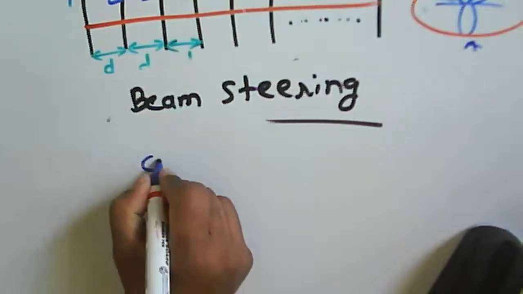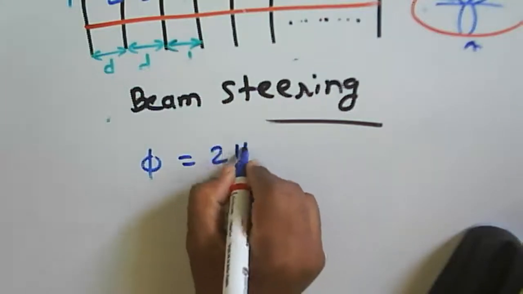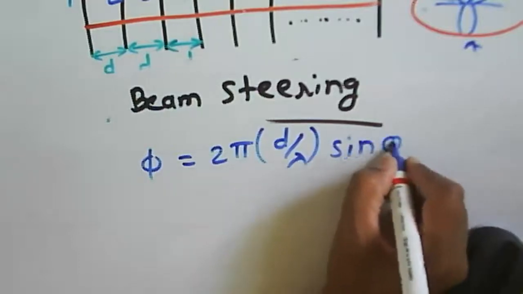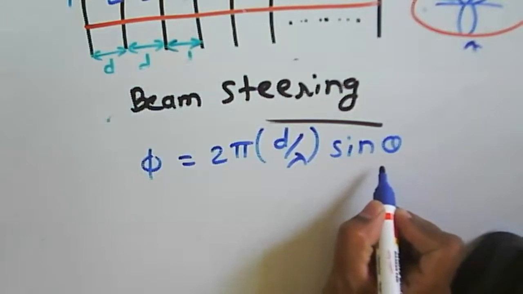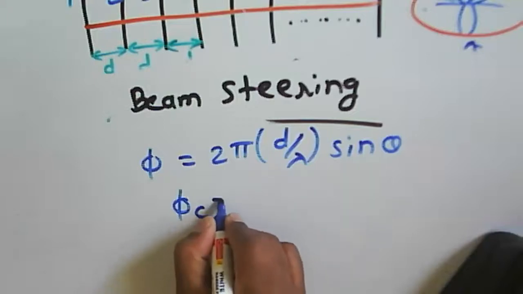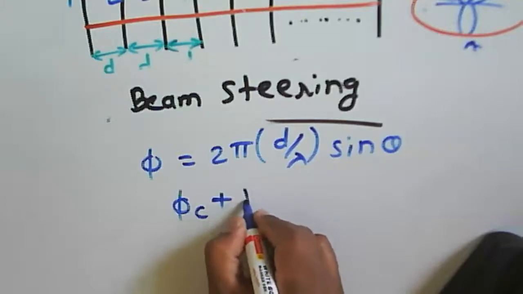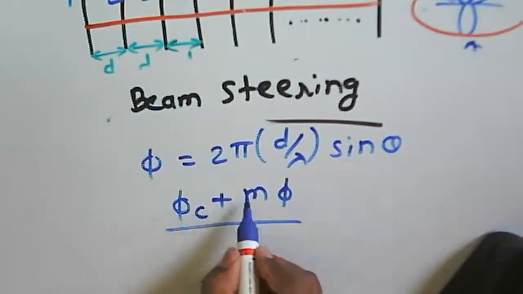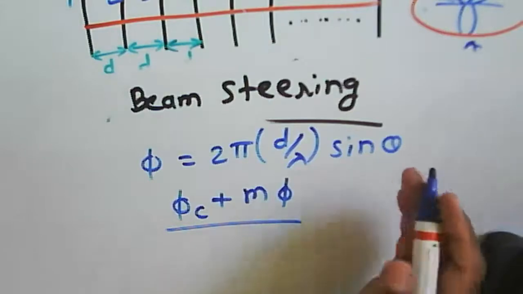So in that case, the phase difference is equal to what? 2 pi d by lambda sine of theta. So this one is about a theta direction. And then we can consider that the phase at each and every element is nothing but phi c plus m phi. How many elements do we have? m is equal to 1, 2, 3, 4, 5, likewise.